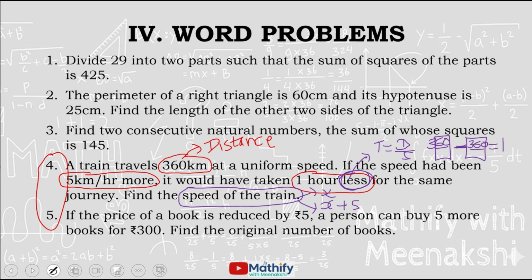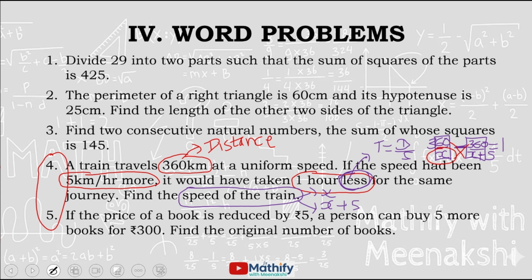Okay, so your speeds are x and x plus 5. Now which one is less, x or x plus 5? X is less, so you will write it first, and second x plus 5. Why? Because you know that if the numerator is same, the number is more when the denominator is less. So always write the lesser one first in the denominator. That is 360 by x minus 360 by x plus 5 equal to 1. Now you can simplify this further using cross multiplication.